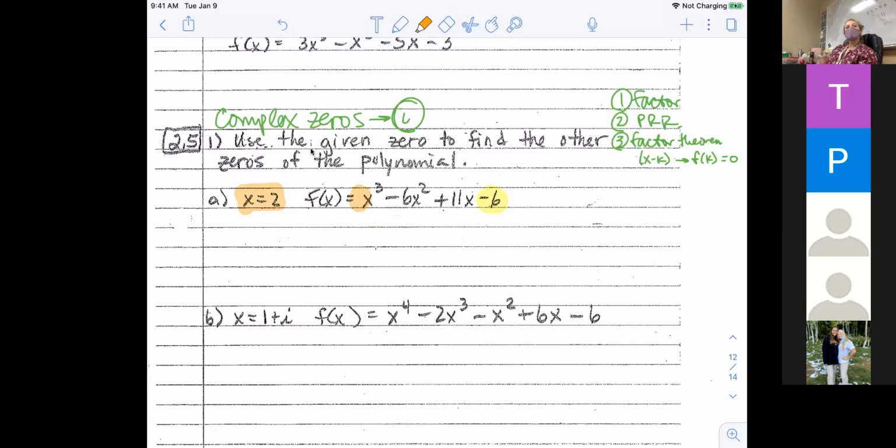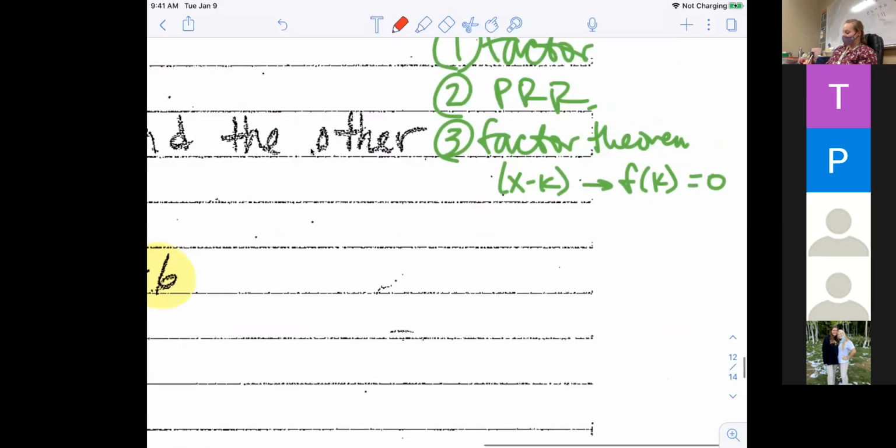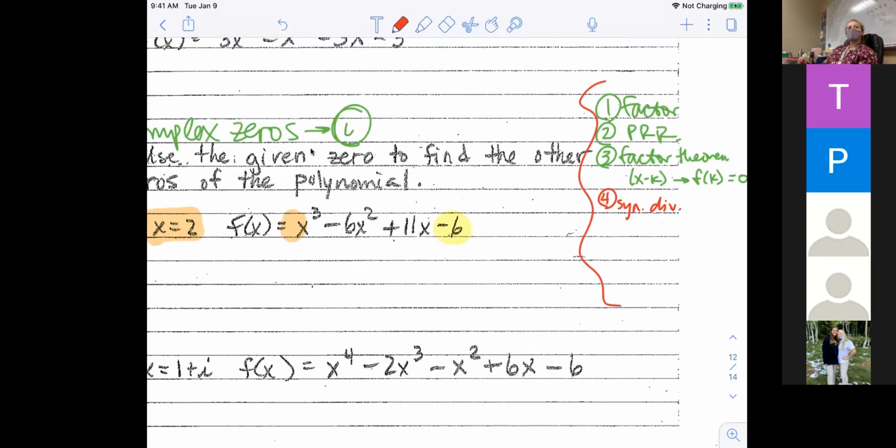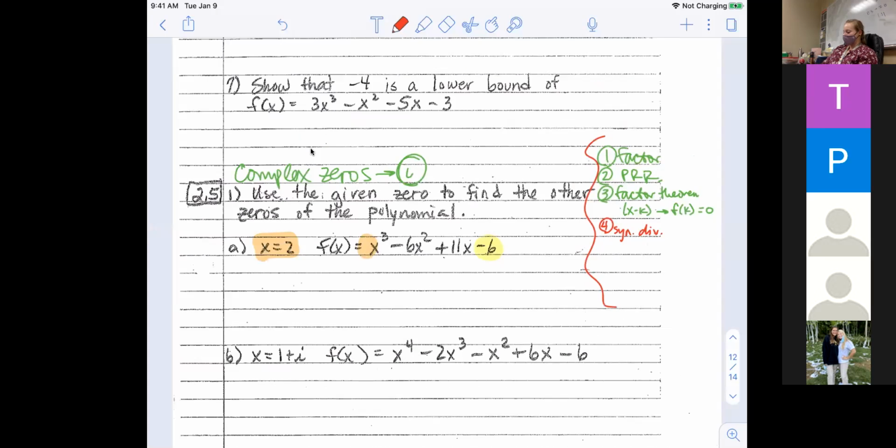I did way more work. I'm so sorry, guys. We already know the 0. We're going to have to do all that work in a second, but we already know our 0 is 2. So we're going to skip all of these steps and go directly to synthetic division. We're going to synthetically divide. We are going to use these steps in a minute, so I'm not going to erase those, but I am erasing all the other work.